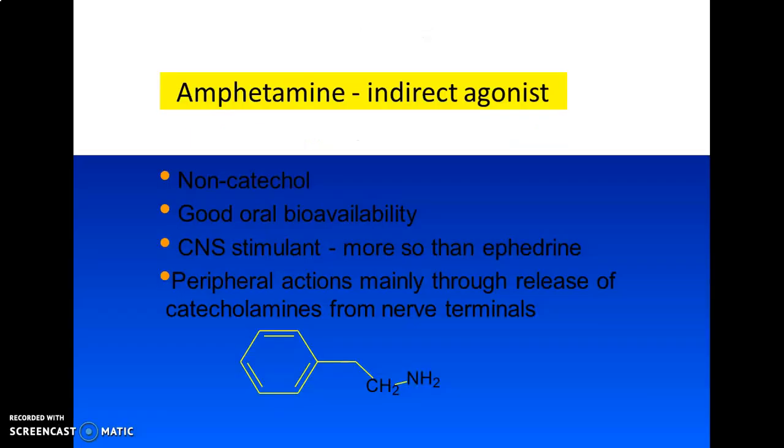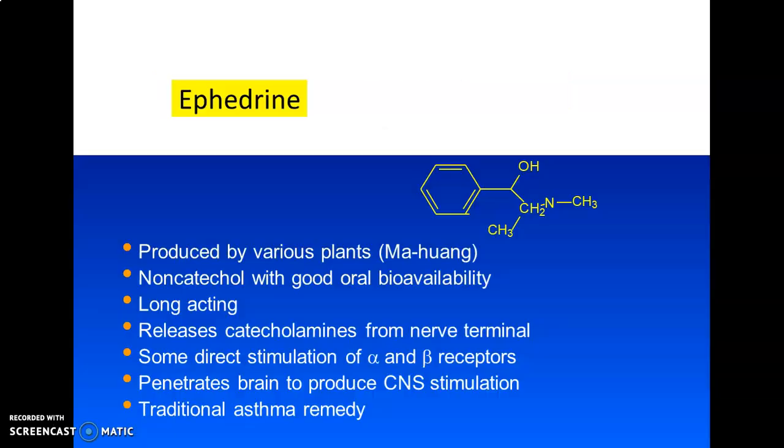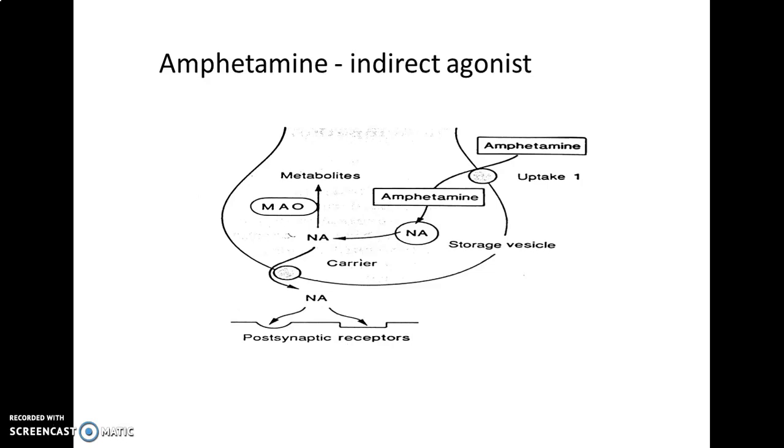So the next drug is amphetamine, a non-catechol with good oral bioavailability. It is a CNS stimulant, more so than ephedrine. The peripheral actions are mainly through the release of catecholamines from the nerve terminals. So this is how amphetamine acts as an indirect agonist.